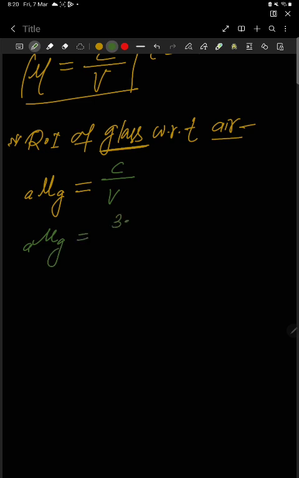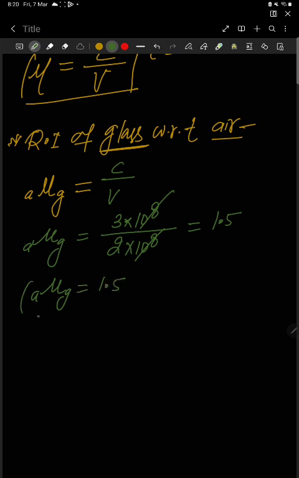So speed of light in air is 3 into 10 to the power 8 meter per second, and speed of light in glass is equal to 2 into 10 to the power 8 meter per second. So it will come how much? 1.5. So this one is the refractive index of glass with respect to air, 1.5.